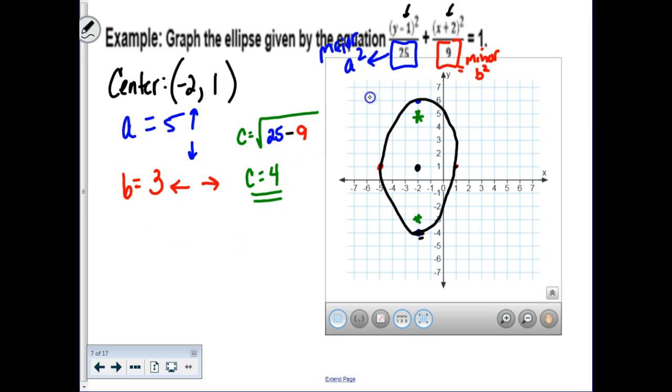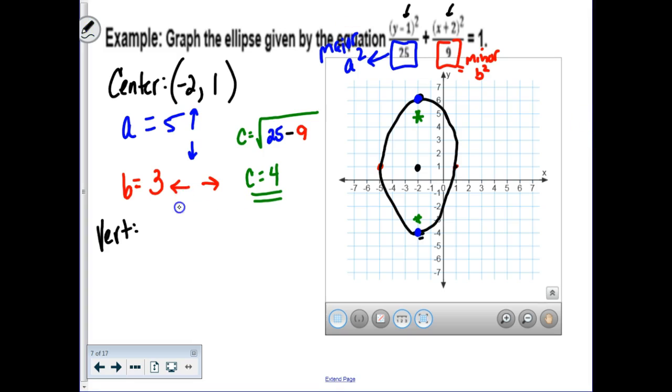Okay, now for the calculations. I've already technically plotted a lot of things that I need to find, but I want to go through the calculations on the formula, and then we'll confirm them on the graph. So next thing I would ask you to find on a test would be your vertices. Your vertices are the endpoints along your major axis. I already found them. They're these blue dots that I tried to graph very unsuccessfully.